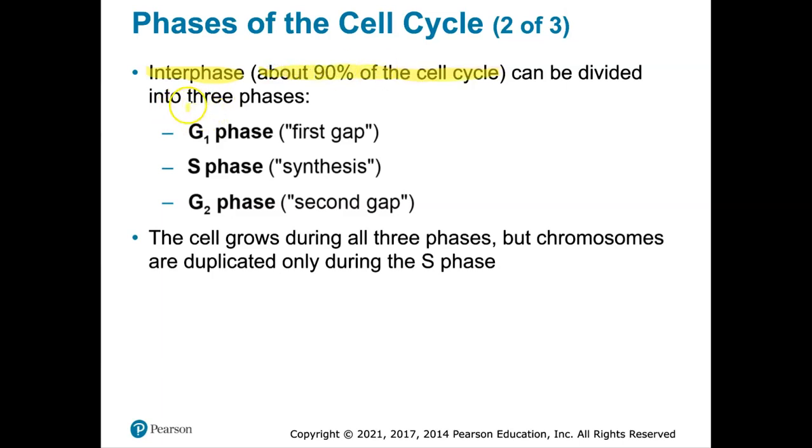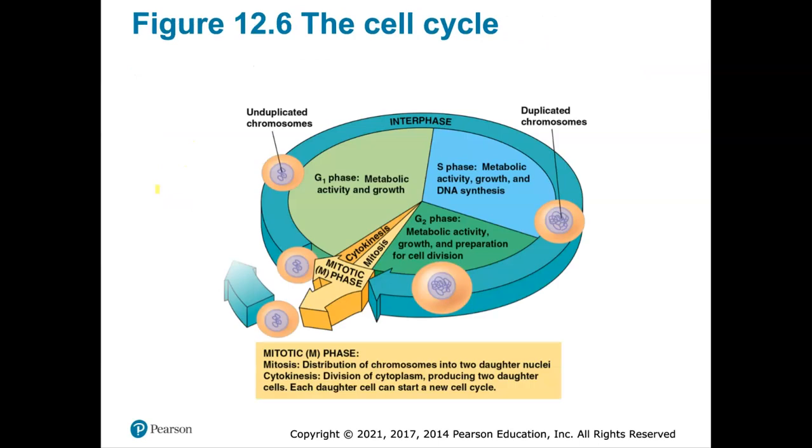There's 3 phases of interphase. There's G1, S for synthesis, and G2. I know it says G1 is first gap and G2 is second gap, but I always think of the G as growth. But whatever works. S stands for synthesis, and that's the phase where the DNA is duplicated. And then here's a circle or a pie graph that shows you pretty much the amount of time the cell spends in all the phases.